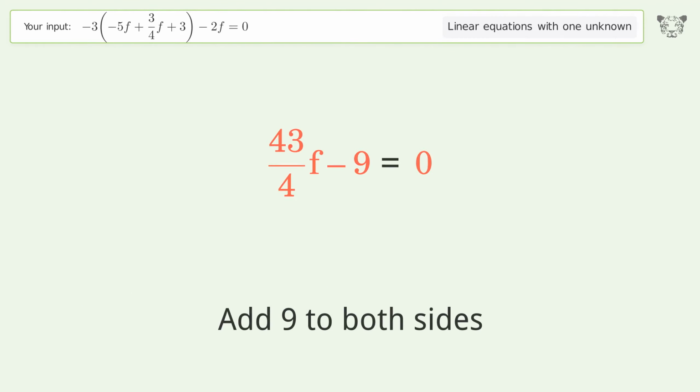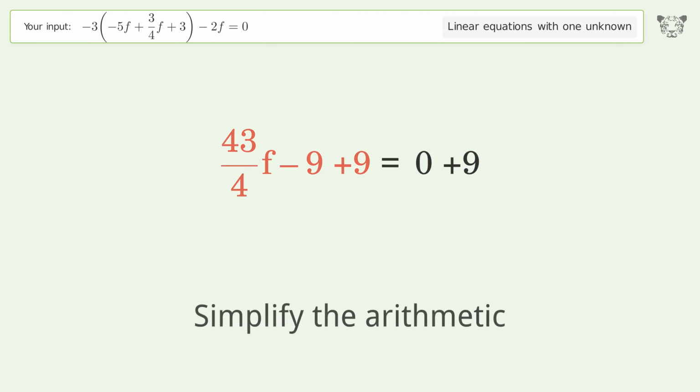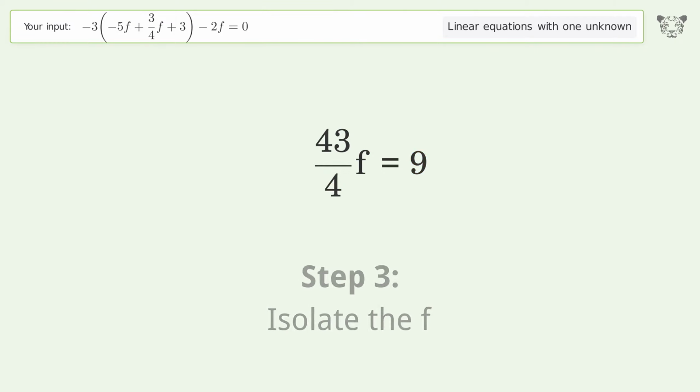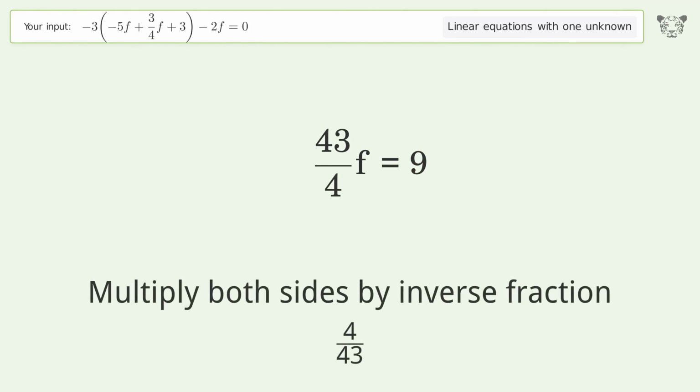Add 9 to both sides. Simplify the arithmetic. Isolate the f. Multiply both sides by inverse fraction 4/43.